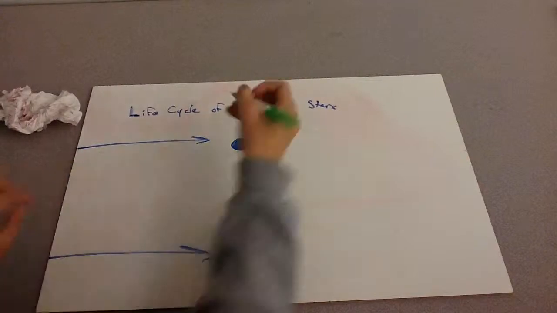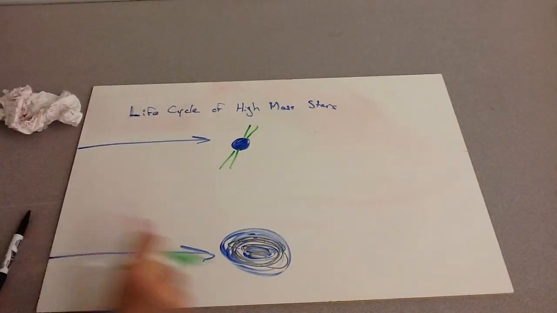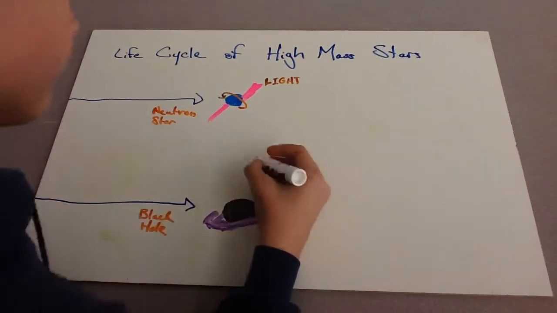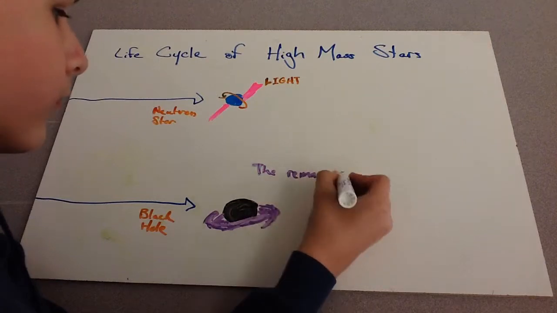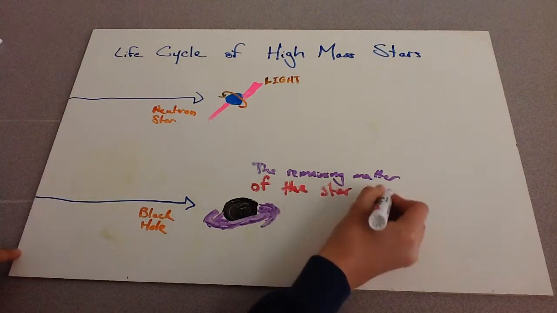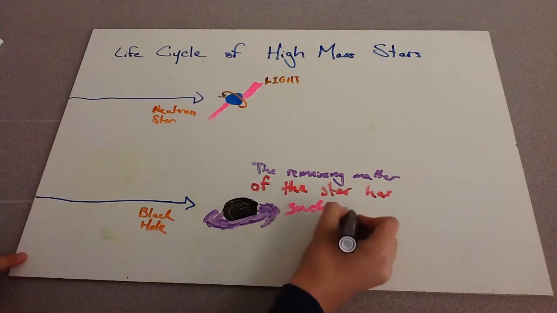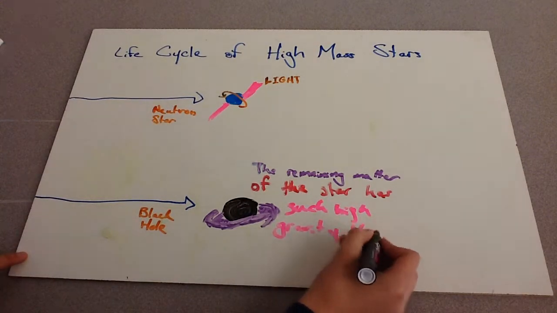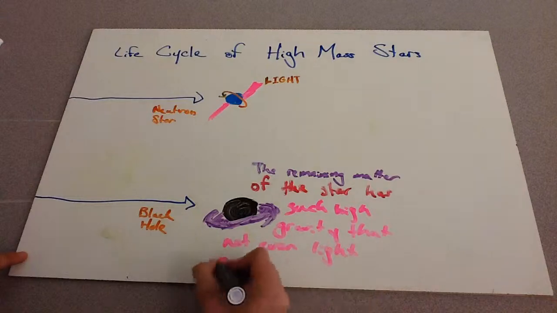After that, a high-mass star has two options. Some high-mass stars will turn into neutron stars, which is a big ball of light stuff, and others will turn into a black hole, where the remaining matter of the star has such high gravity that not even light can escape.